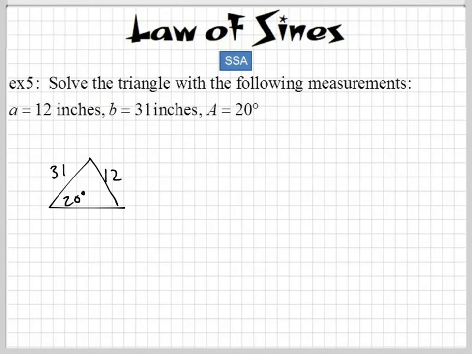Remember the triangle before? This was smaller than this one, and it was ambiguous. It didn't work. So how do we know if this one works? Well, if we do the law of sines and it works, then we know we have two triangles. You guys got it? Okay, so let's try it.